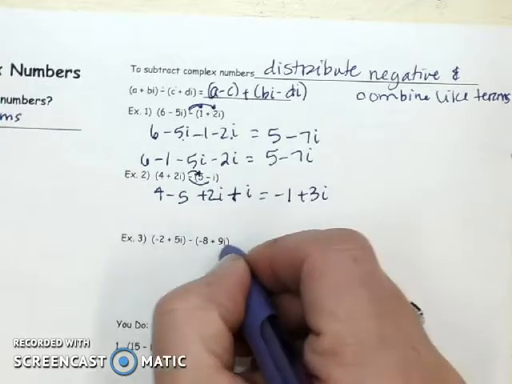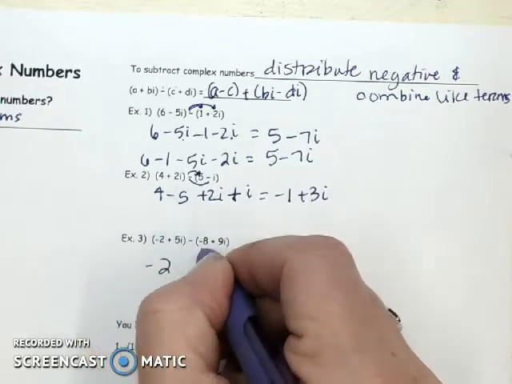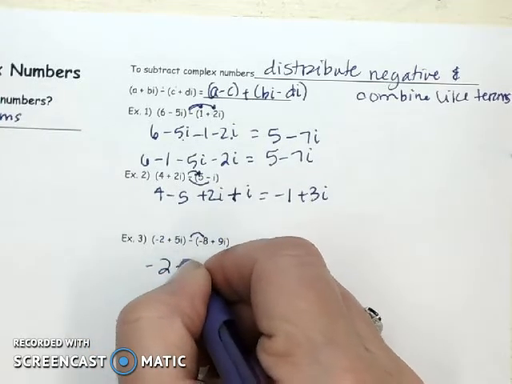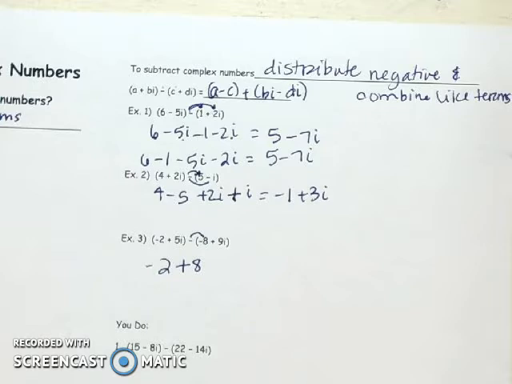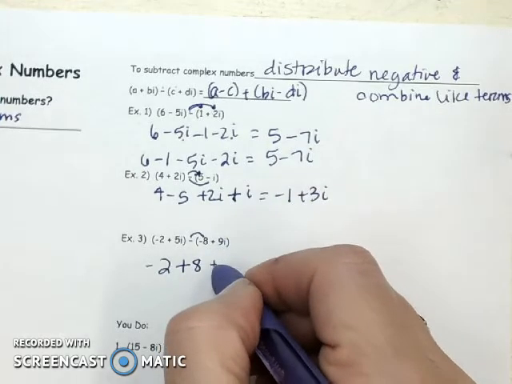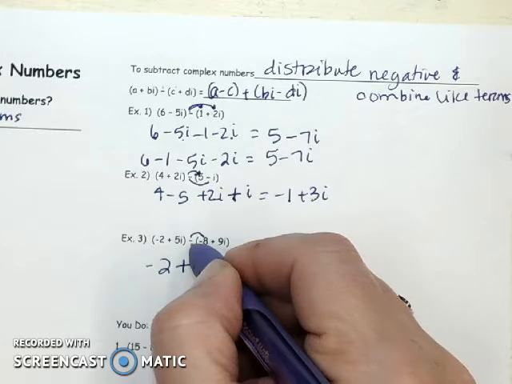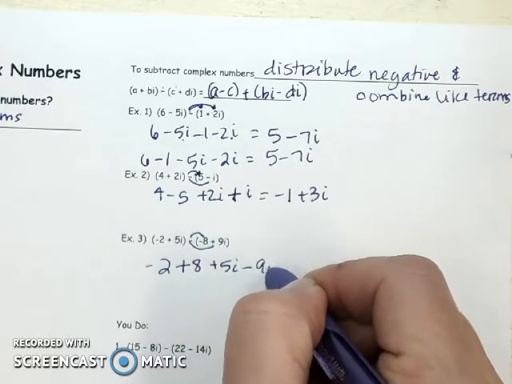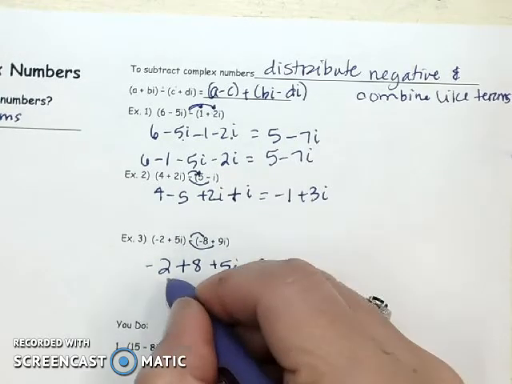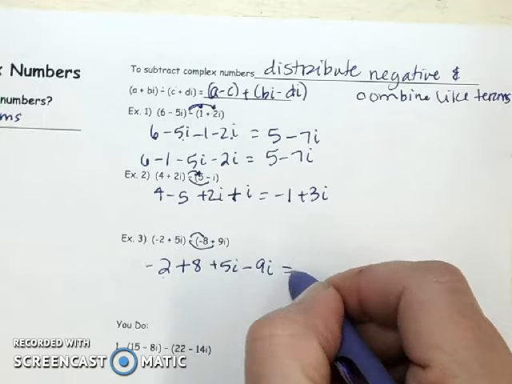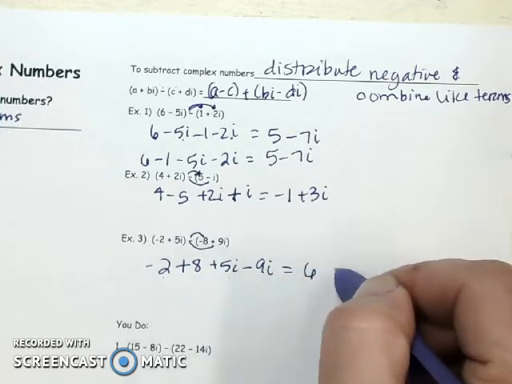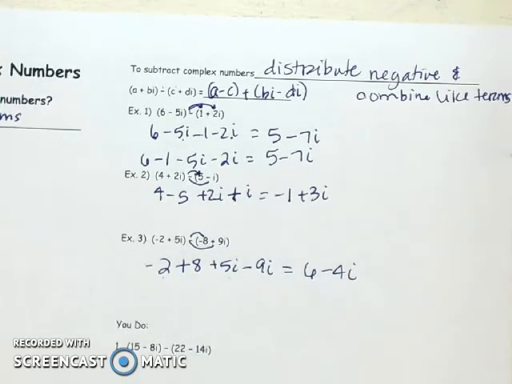We'll do another. Negative 2 minus a negative 8. And then I've got a positive 5i, because this one doesn't change. It doesn't have a negative out front. Minus 9i. So negative 2 plus 8 gives me 6. 5i minus 9i gives me negative 4i. Pause the video, do the next 3, come back and check them.